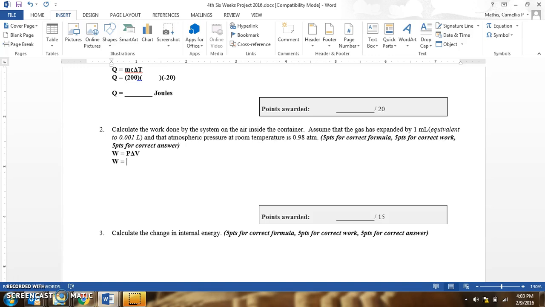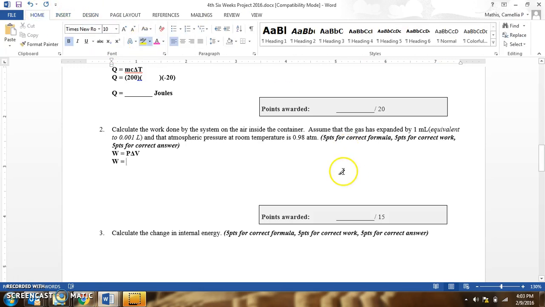We would look at the pressure, which up here in the problem, you're guided that the pressure we'll assume for our project is equivalent to atmospheric pressure at room temperature. So I've provided you the number of atmospheres that you can fill in for P.